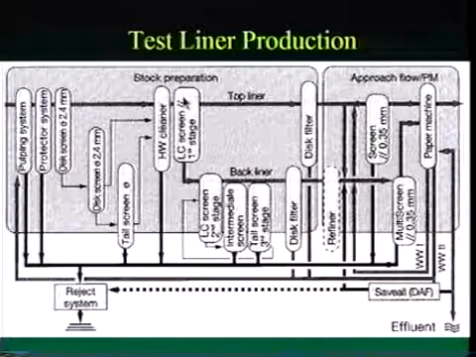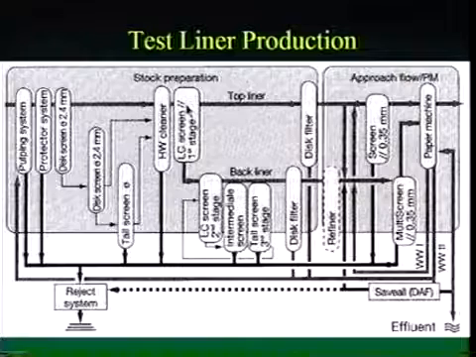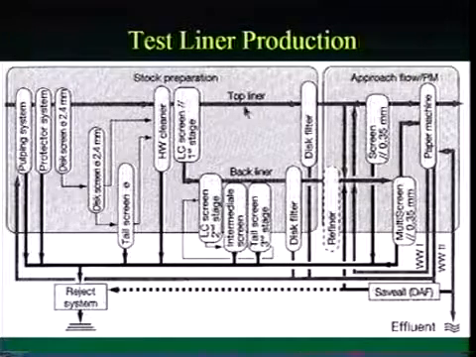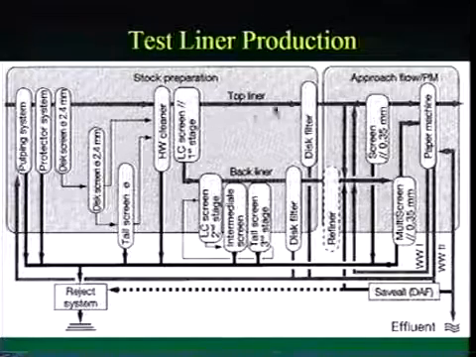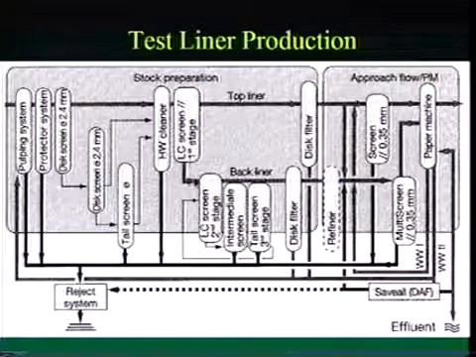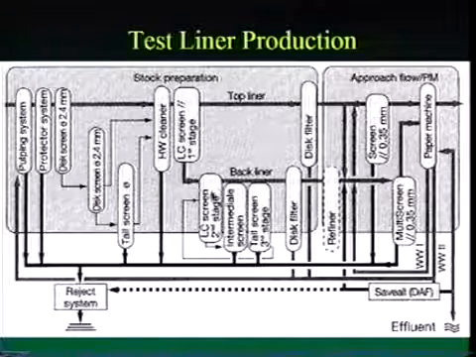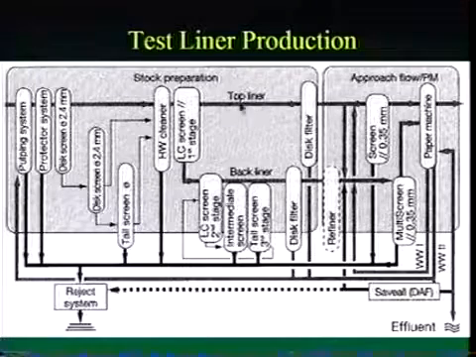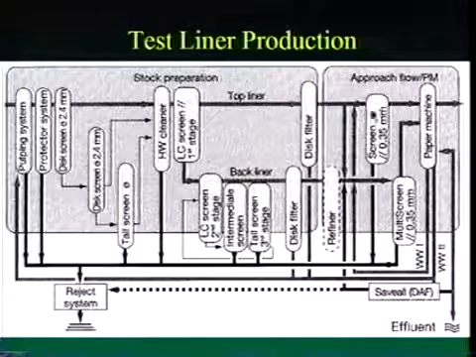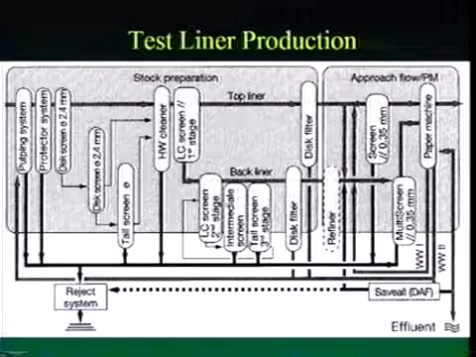And then finally we're going to go to a low consistency screening with a slot. And what that will do is it'll separate two streams. We're going to have our cleaner accepts from this screening go into our top liner. Our rejects that are going to be dirtier are going to go into our back liner. So our top liner is what people are going to see on the outside of the box. That top liner will be thickened and then sent for screening and on to the paper machine.